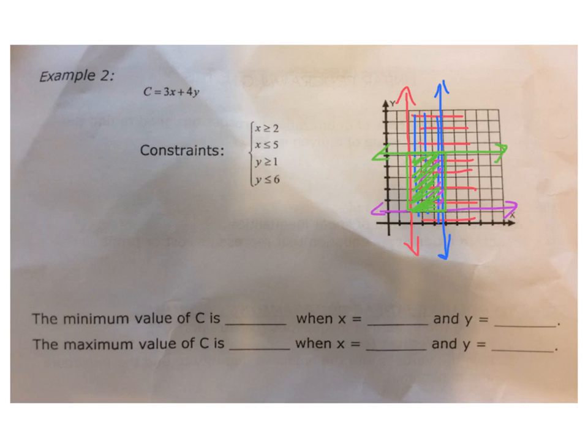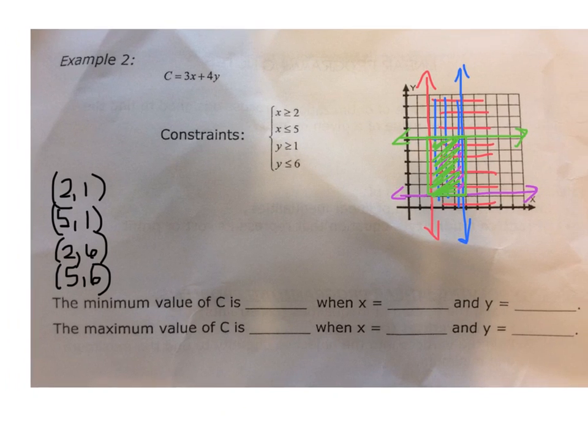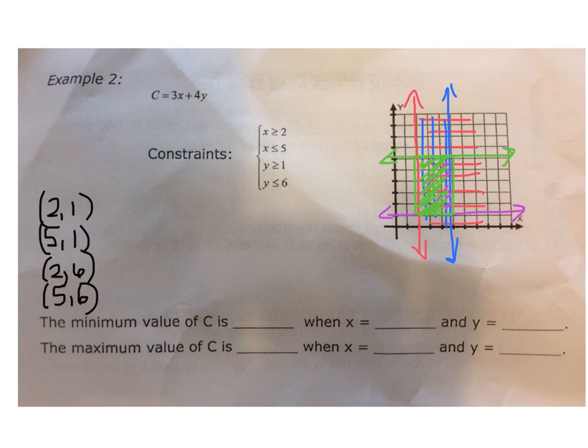And that's going to be 2, 1. That's going to be 5, 1. That's going to be 2, 6. That's going to be 5, 6. And I'm going to plug these into my objective quantity right here.